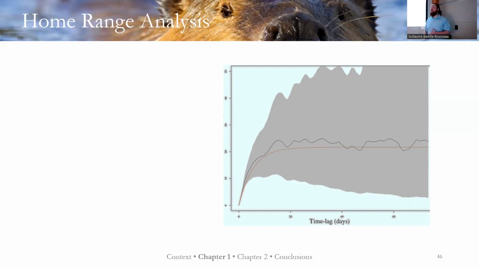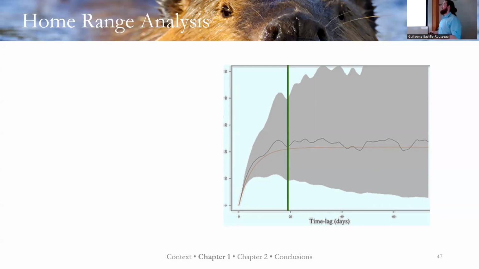And so there's one point that I would really like to highlight for these, and that's where this begins to flatten off or where it reaches its asymptote. This is basically the point at which the individual is starting to exhibit that restricted space use and home ranging behavior.